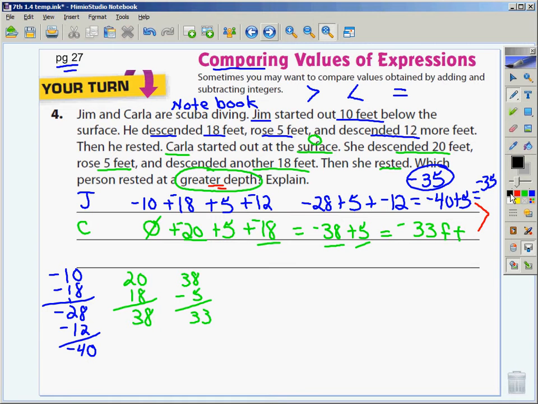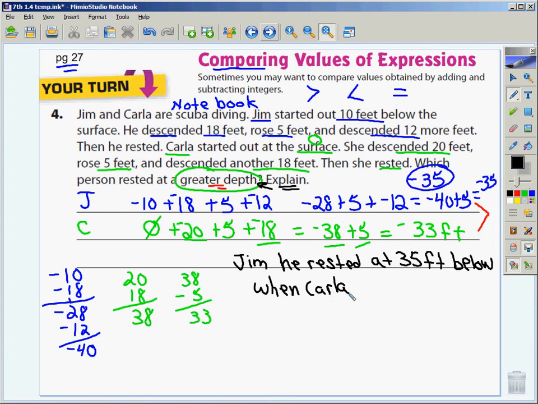The question was, who rested at a greater depth? And that would be Jim. Because when it says explain, he rested at 35 feet below the surface, when Carla was only 33 feet below.